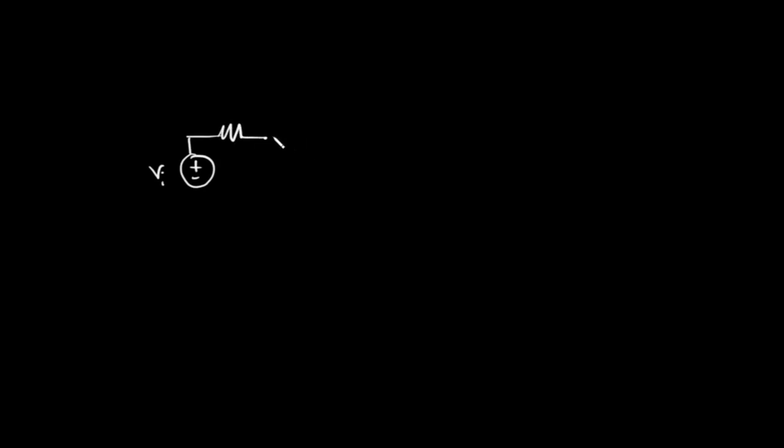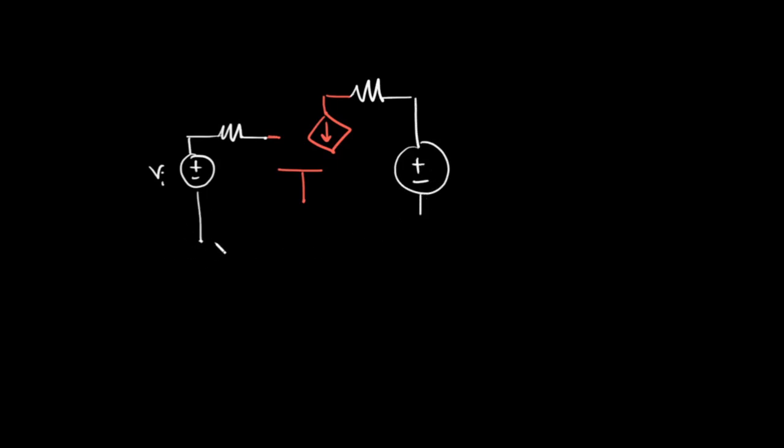Okay, then comes our FET. This is our FET. Finally, here we have another resistance, and as before, exactly like the BJT, we will need a supply voltage.